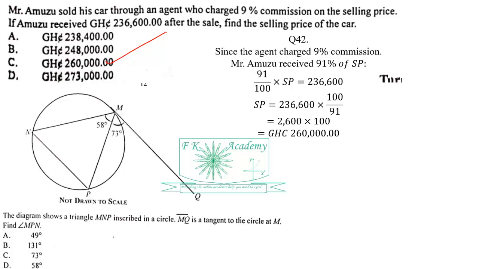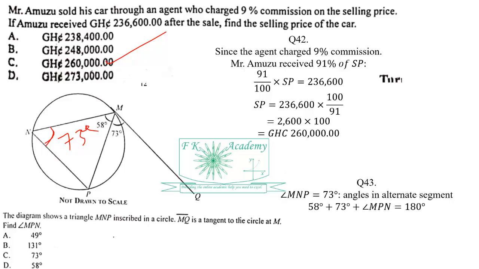The diagram shows a triangle MNP inscribed in a circle. Line segment MQ is a tangent to the circle at M. Find angle MPN. The angle here should be 73. Angles in alternate segments are equal. Then when we add everything in the triangle, we should get 180. So angle MPN is 49 degrees.